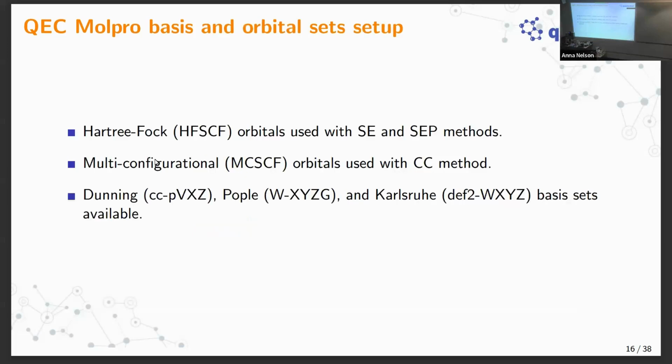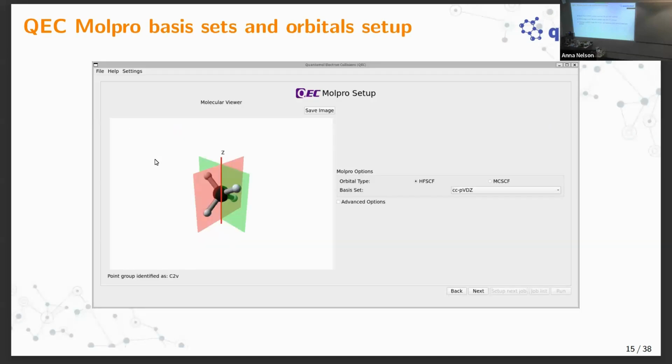And then for basis sets, there are sets of basis sets that you can select for use in Molpro. We have the main ones in there: Dunning, Pople, and also Karlsruhe basis sets are available. They can be selected just from a drop-down menu here.